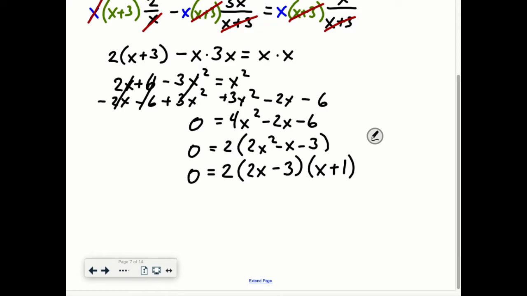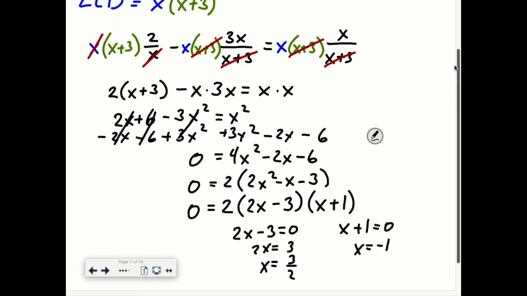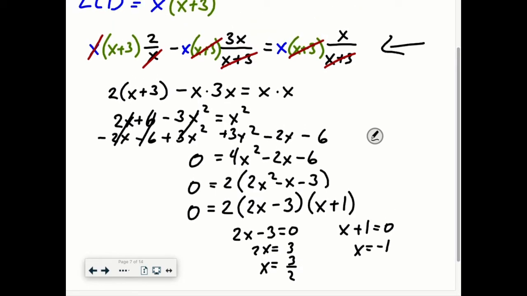And then we just set everything equal to 0 that can be equal to 0 and solve. So I do 2x minus 3 equals 0. X plus 1 equals 0. That means x equals negative 1. 2x equals positive 3. X equals 3 over 2. So this one was a bit wonky, but it just goes to show you that as soon as we multiply by the LCD in this step, it's the same as things that we have seen in the past.